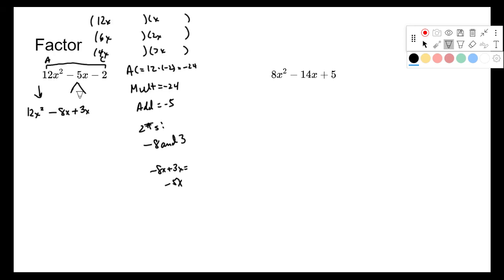Normally we combine like terms. Now we're going to split it into 2 terms that add together to be that. But if we bring down the negative 2 as well, now we have 4 terms. And when you have 4 terms, you can group it. So that's what we're going to do.